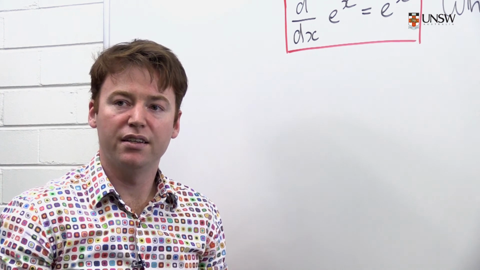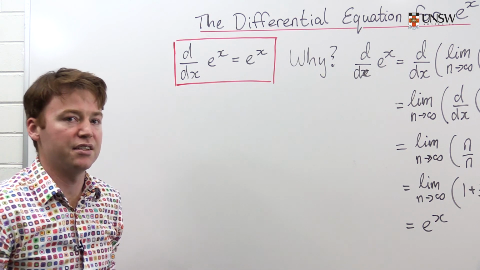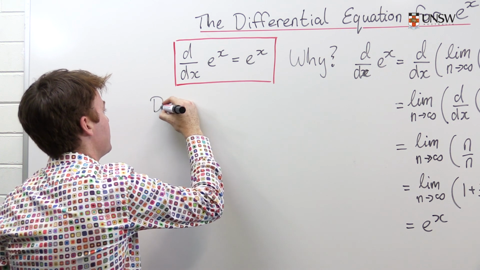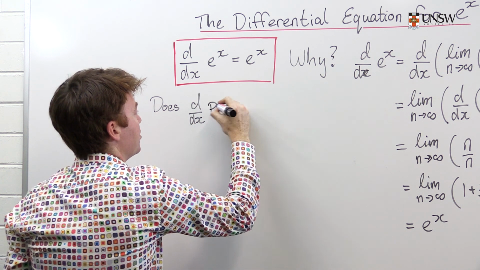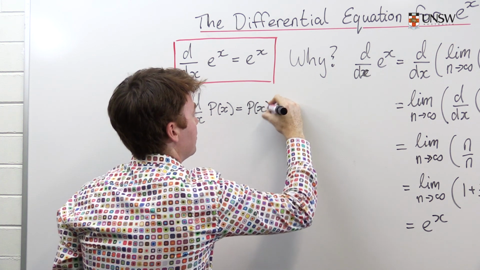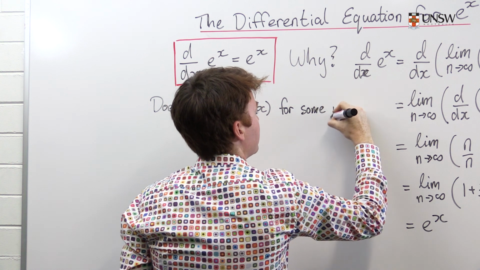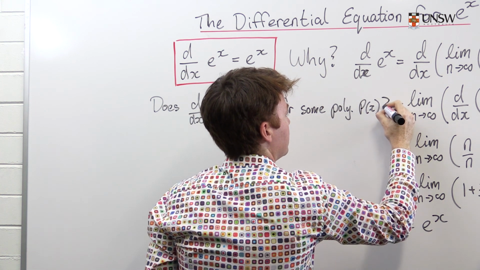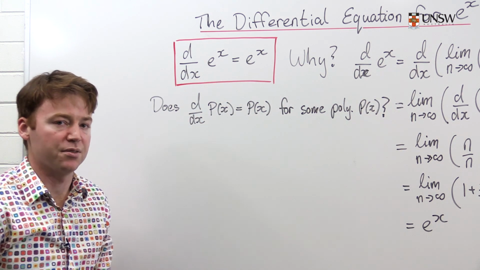Suppose we ask a bright high school student whether or not there exists a polynomial that satisfies this differential equation. That is, we ask, does d dx of some polynomial p of x equal p of x for some polynomial p of x? Well, let's try and answer this question.